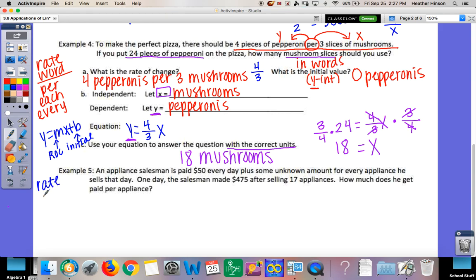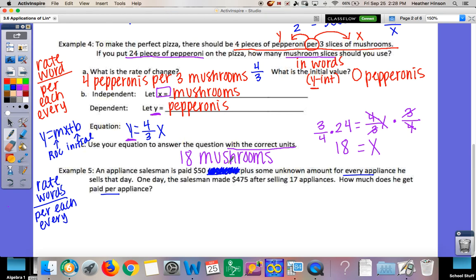We can go back to look at our rate words. Remember your per, each, or every. The only problem here is we have every day, we have every appliance, and we have per appliance. So we have 3 of them. This $50 every day, we're only trying to figure out a 1 day pay for him. We don't want to look at a whole week or a whole year. So this every day, we don't need that because we're only looking at 1 day here.